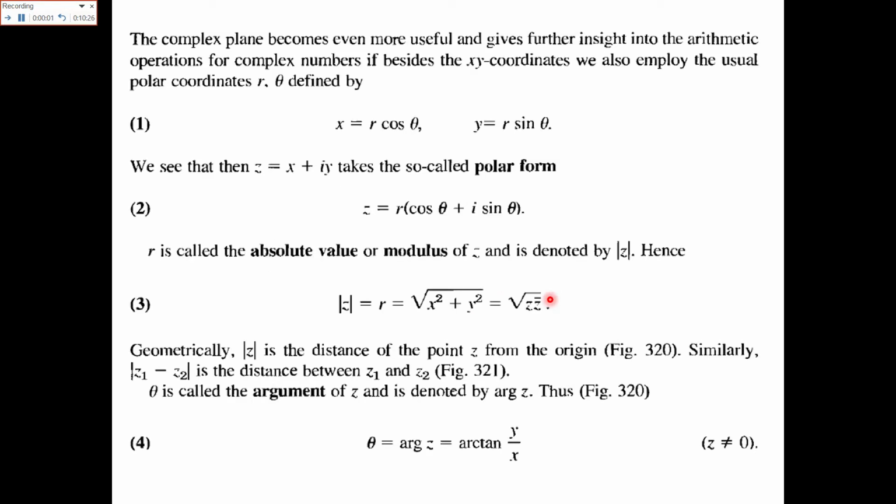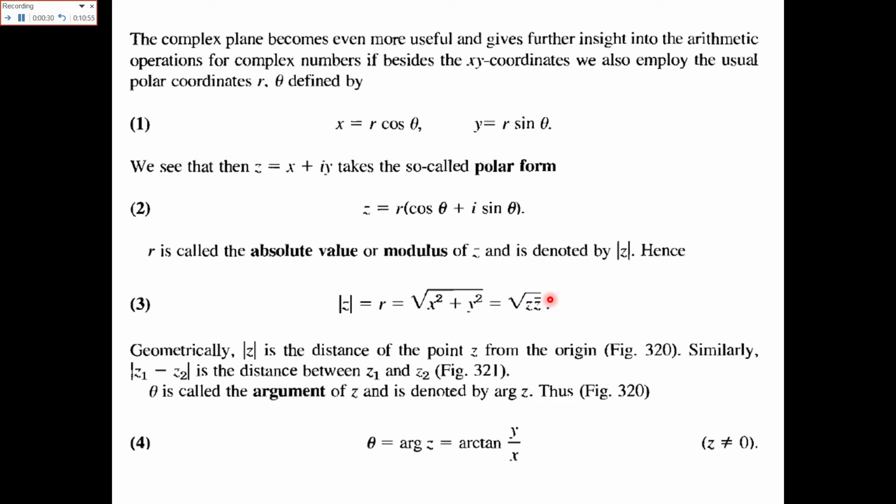Now the polar form. The complex numbers become even more useful and give further insight into the arithmetic operations for complex numbers if, besides xy coordinates, they also imply the usual polar coordinates, that are basically r and theta. So in the polar form of the complex number, x is equal to r cos theta and y is equal to r sin theta.